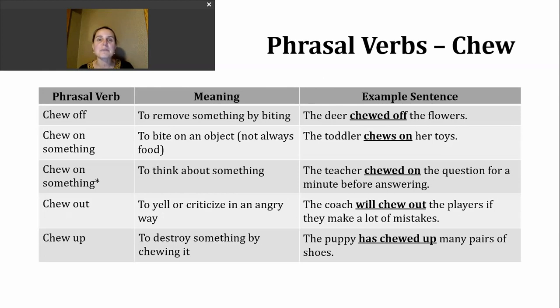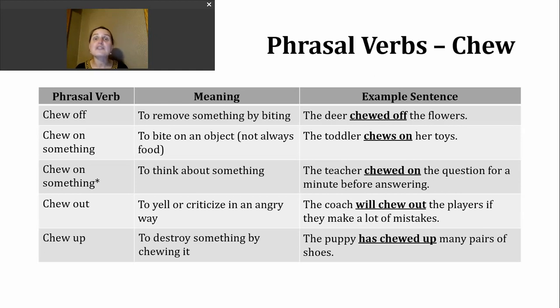Let's take a look at some phrasal verbs next. One phrasal verb you might hear is to chew off. And this does mean to remove something by biting. Here's an example sentence. The deer chewed off the flowers. So they've removed the colorful part, right? The petals, etc.